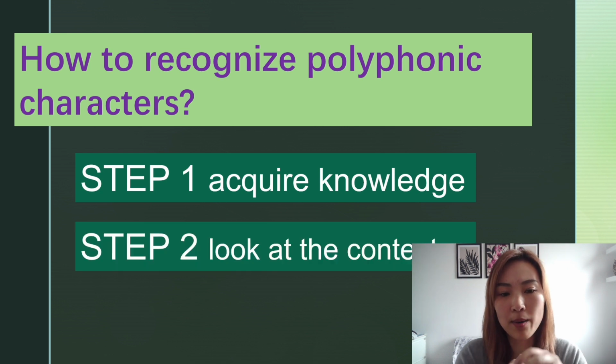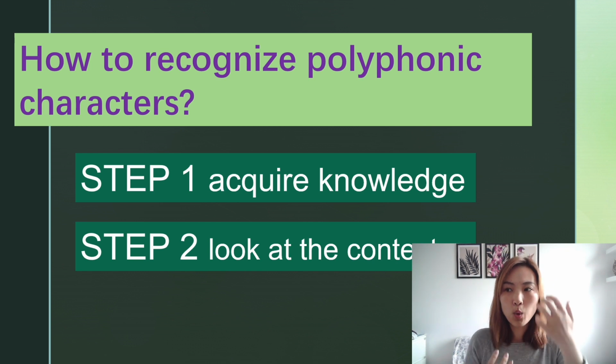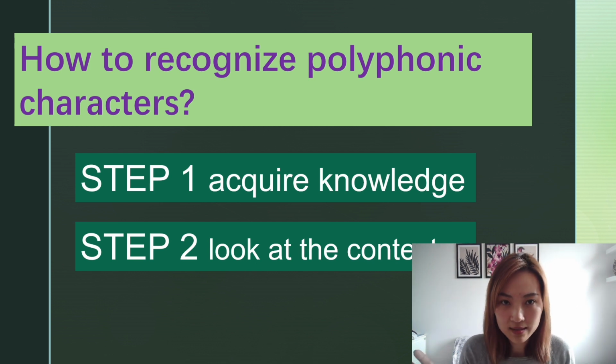Our second step is look at the context. Okay, when you read the sentence or you do the reading, how to make sure which pronunciation you should say, right? Like 音乐快乐, it won't be 音乐快乐, right? So look at the context. This is the second step.